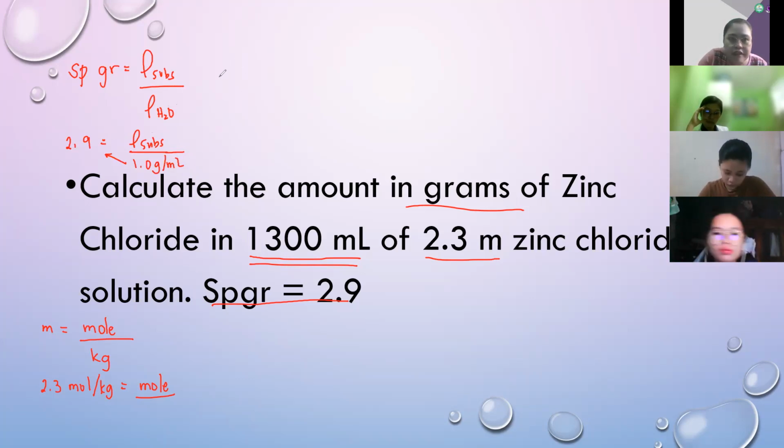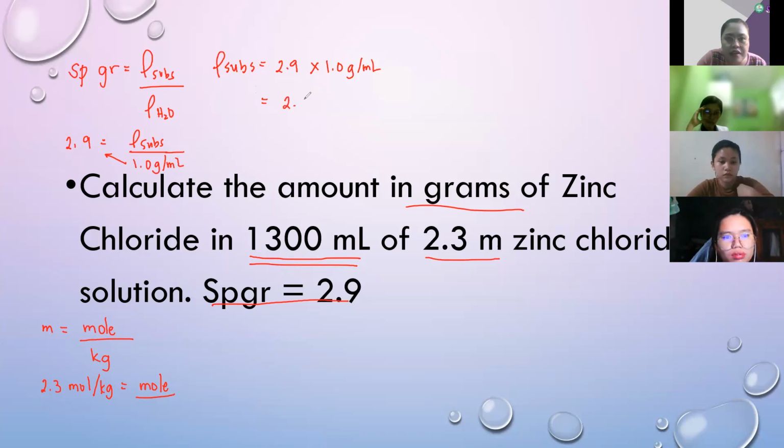Therefore, on the left side, we have the density of the substance. On the other side, you will have 2.9 times 1.0 grams per ml. So the density here of our zinc chloride is 2.9 grams per ml. However, we are not yet done because our goal is to look for the kilograms of our solvent. And that's where the density comes in.